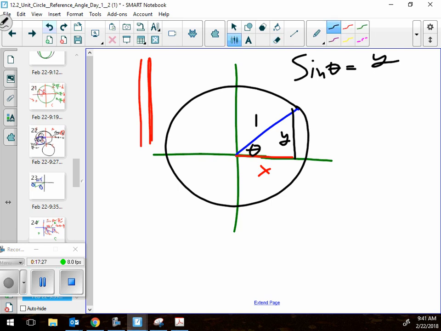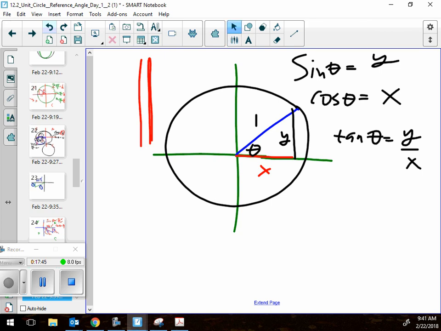Say it. Good. You need to get those stuck in your head, because then you'll remember that cosine must be the other one, and therefore what's cosine? X. And then what's tangent? Y over x. Let me show you why this is cool.